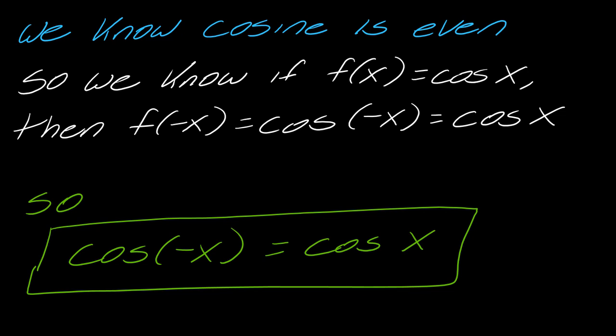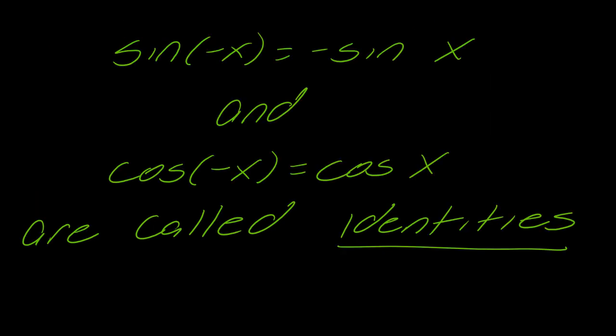All right, so I'm reminding you of those. And the thing is, these little statements here, sine of negative x equals negative sine of x and cosine of negative x equals cosine of x, these are what are known as identities. So these are actually like little facts that we use all the time. Okay, so using these two identities, we can determine one more.